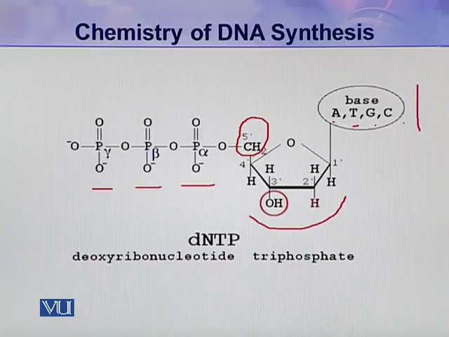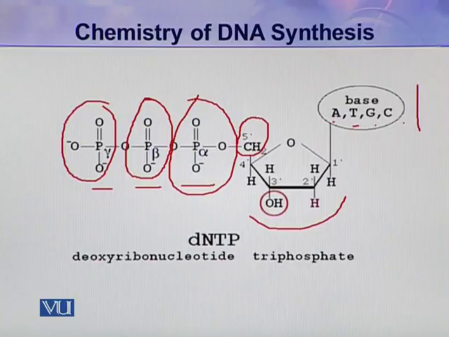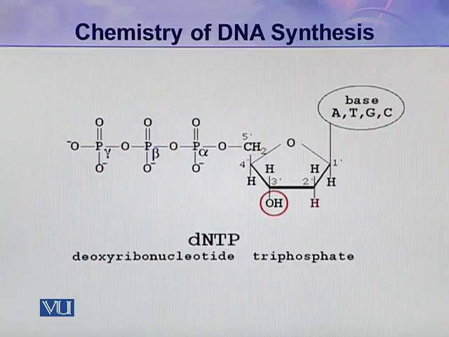deoxyribonucleotide triphosphate, three phosphates. The innermost phosphate, or the first phosphate, you can see, is called alpha phosphate. The middle phosphate or the second phosphate group is called beta phosphate, and the outermost or third phosphate group is called gamma phosphate. So this is deoxyribonucleotide triphosphate. So this is the basic requirement for the synthesis of a new DNA molecule.